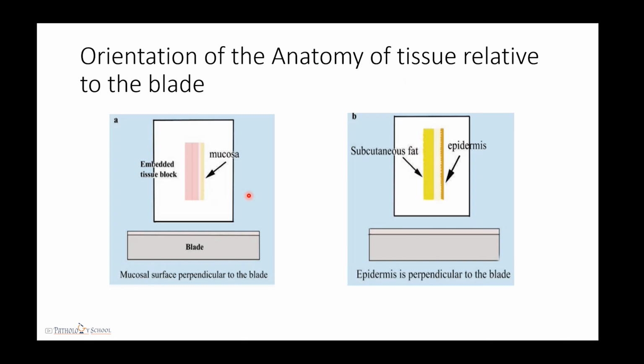Now, orientation of the anatomy of the tissue relative to the blade is important. If we want to see the mucosa as well as the underlying tissue, we need to orient this tissue accordingly. The mucosa or the epidermis should face sideways.